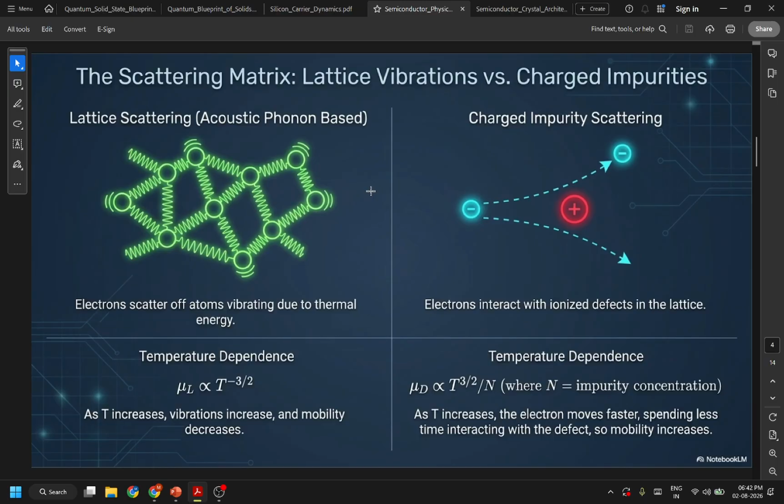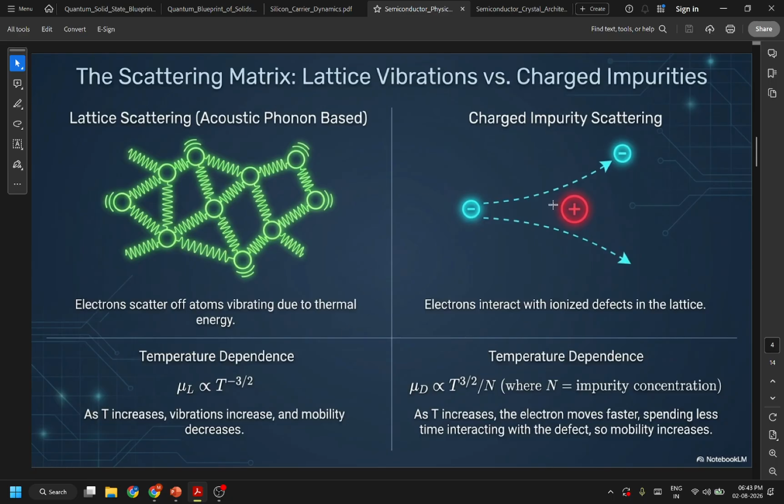So now, lattice scattering is caused by acoustic phonons. So electrons scatter off atoms vibrating due to thermal energy. This results in a mobility called mu L, which is proportional to T power minus 3 by 2. So as T increases, vibrations increase and mobility decreases.